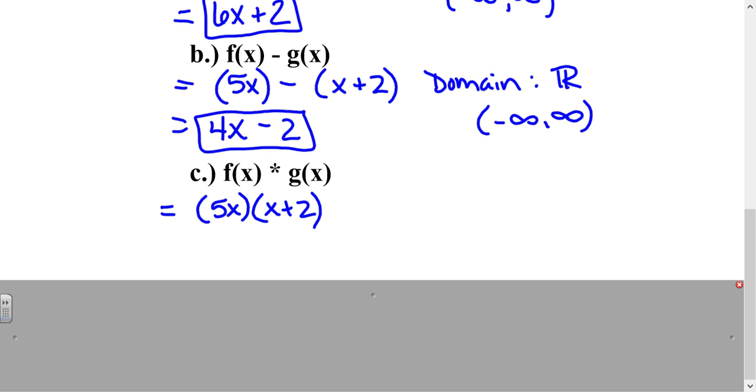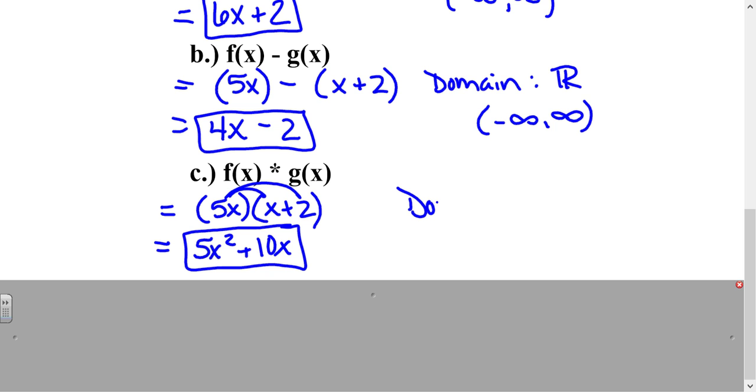So now when I'm doing this, I'm going to distribute because I'm multiplying them together. So 5x times x would be 5x squared, and 5x times 2 would be 10x. So my answer is 5x squared plus 10x. And I already know the domains of the originals is all real numbers. If I look at this one, same thing. I can plug in any number I want for x, and I will get an answer.